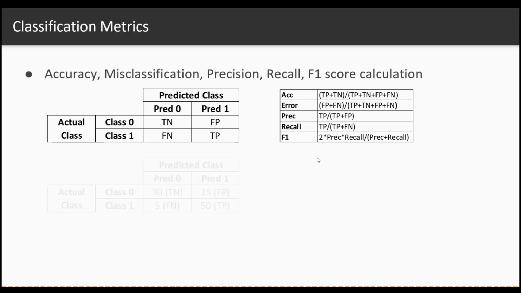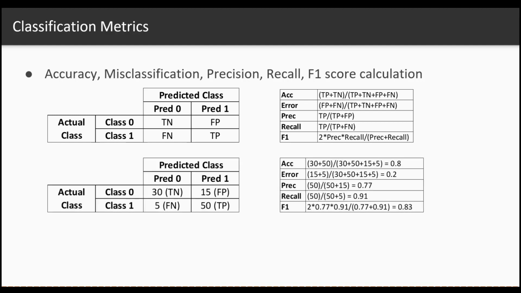So once we have those in place, we can calculate these metrics from this confusion matrix. There's 30 true negative values, 50 true positive, 15 false positive, and 5 false negative values. Once you have these values, you can just plug them into these formulas, and then you get the results. For the accuracy, you add up the true negative and true positive values and divide by the total number of points in your data set. So 80% accuracy. 1 minus that gives you the error, so 20% error in this prediction.